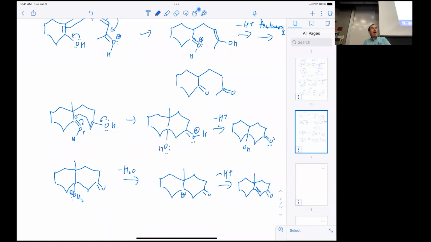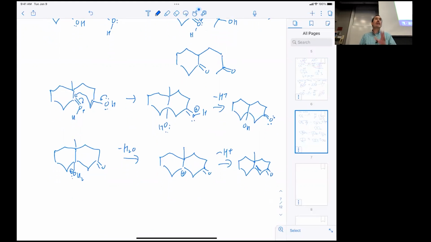So in practice, the Robinson annulation can be a little bit tricky, can be a little bit low yielding. Often people will try several sets of conditions to get a decent yield. That yield might be 40%, it might be 60%. Sometimes it's higher. But here's an example of another manifold, and I think it provides a good example of the diversity of carbonyl chemistry.